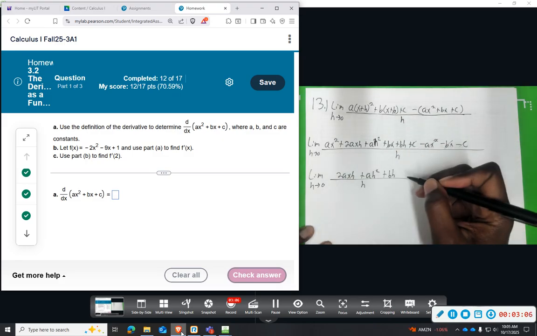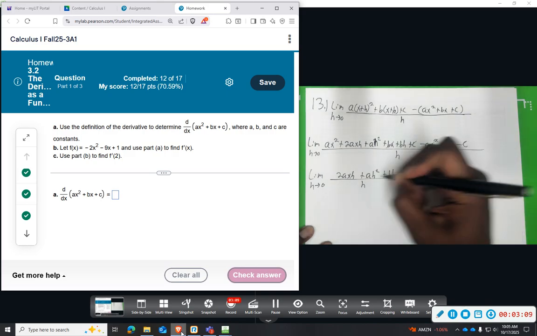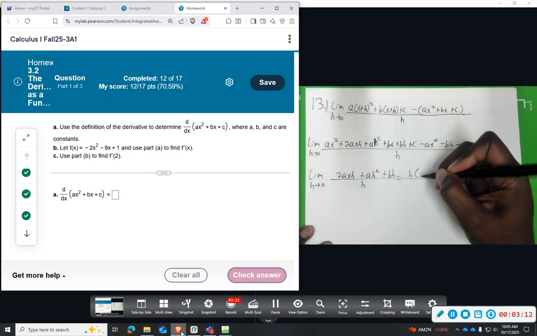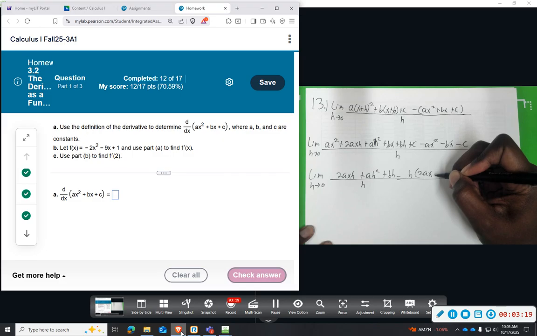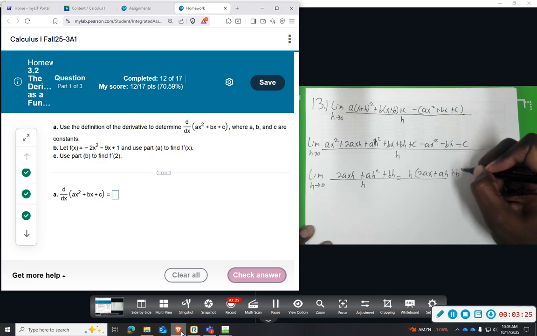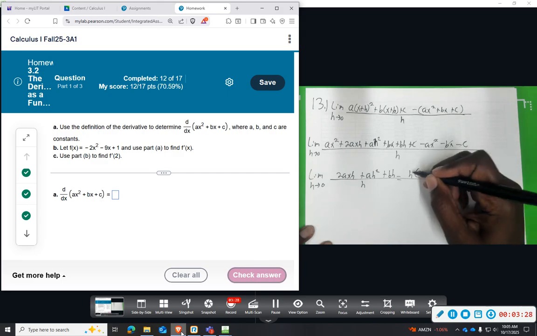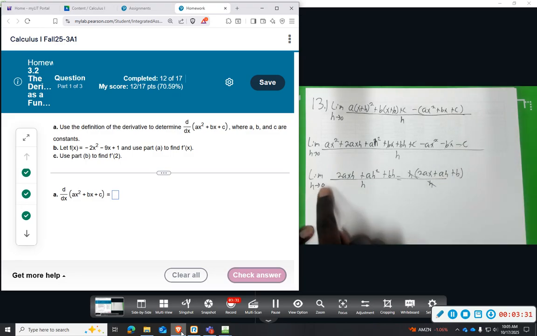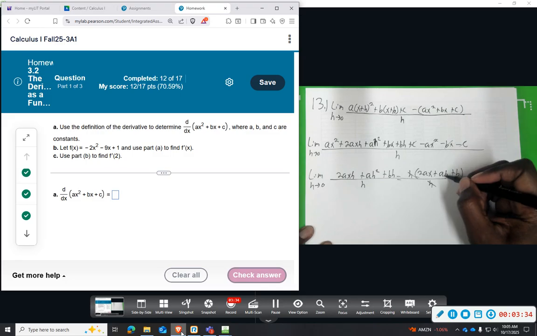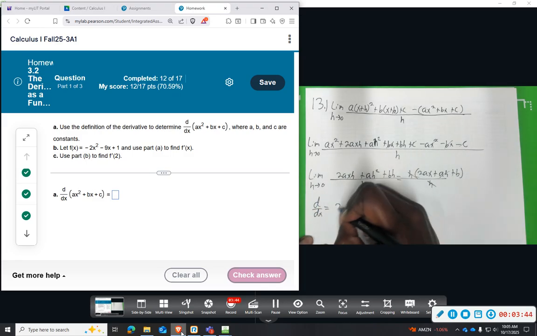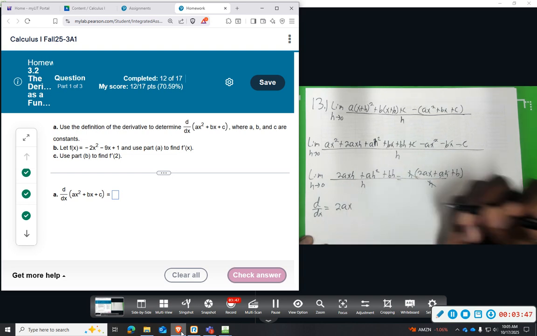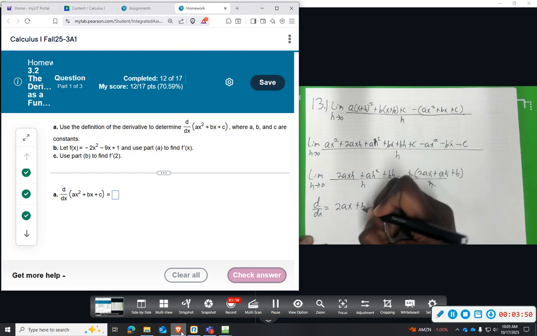We can factor out an h, so let's look over. We can pull out an h, and that'll leave us with 2ax plus ah plus b, and then this is all over h, so you'll factor out the h, and then at this point we can do direct substitution, plugging in a 0, which will get rid of this term, and so our derivative will be equal to 2ax plus b.